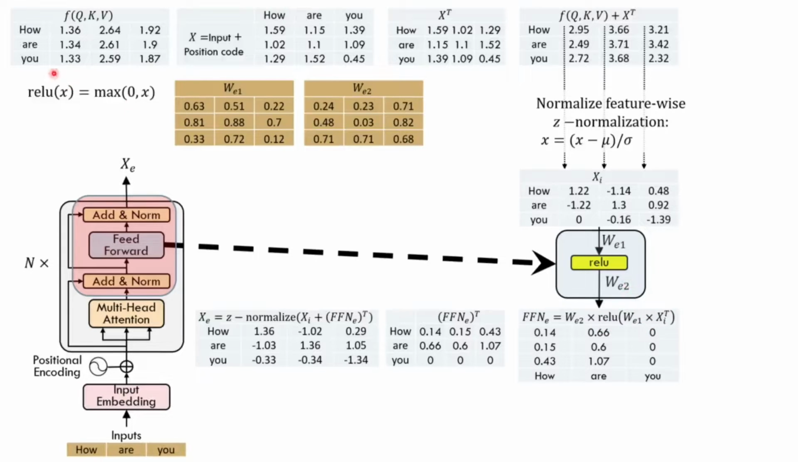ReLU function is nothing but defined as follows, and then there is WE2. So the feed forward layer output, the network output at the encoder part, is the output that is here times this matrix WE1 passed through a ReLU function, and the output of the ReLU function is passed through another linear layer which is WE2, and this gives the output of the feed forward at the encoder part. So this is the output.